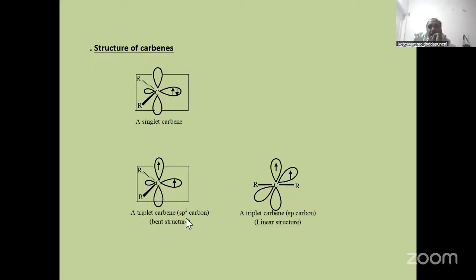Right. A triplet carbene in the linear form: the carbon is existing in sp hybridization. That means the carbon is existing with two unhybridized p orbitals. Those two are perpendicular to each other. In that case, if the carbon is sp hybridized, the two attached sigma bonds are linear. That kind of linearity we generally see in alkynes. Similarly, the carbene carbon will show the linear structure. Similarly, the carbon existing in sp2 hybridization can also exist in a linear structure form.